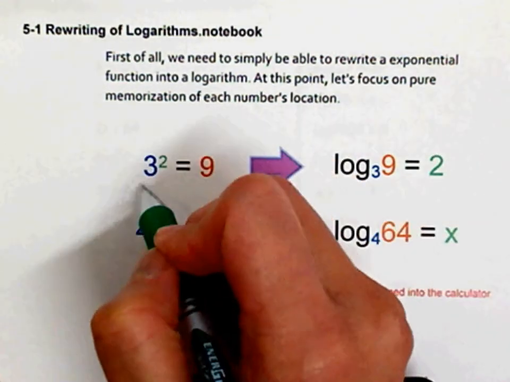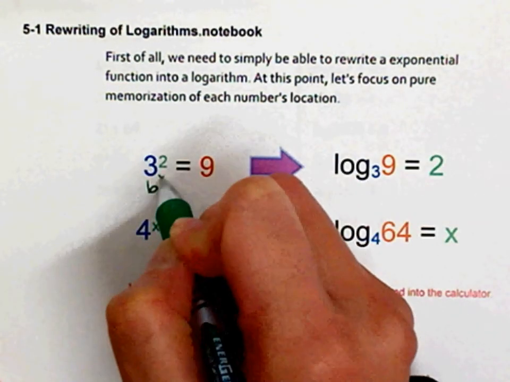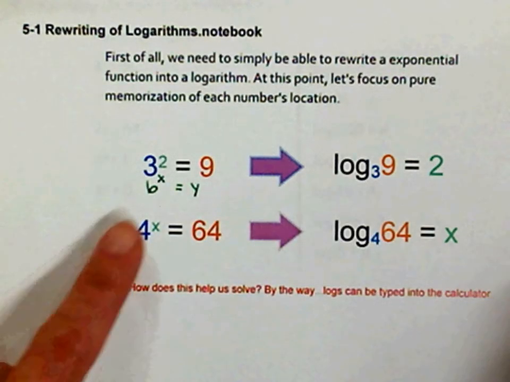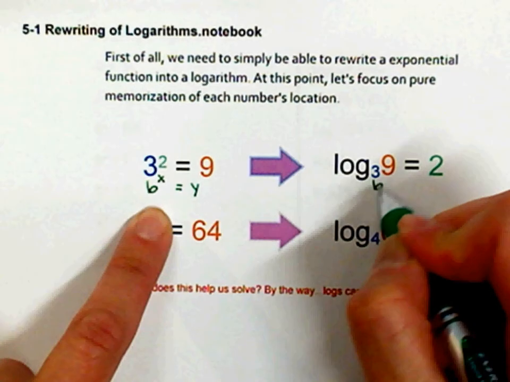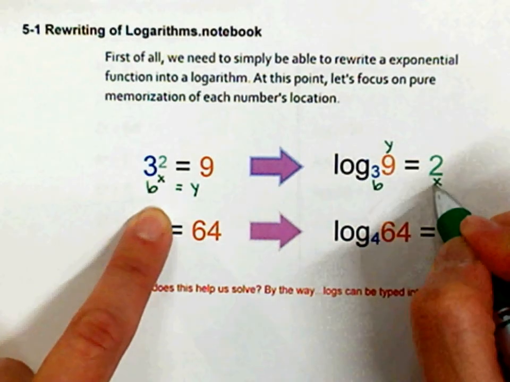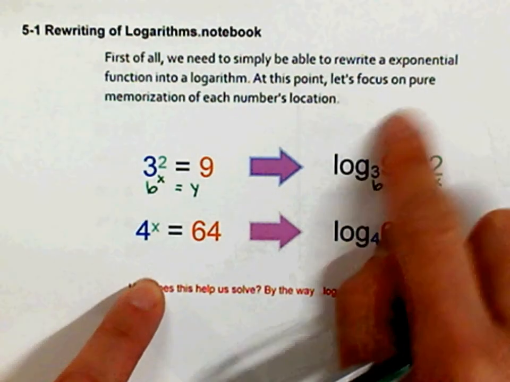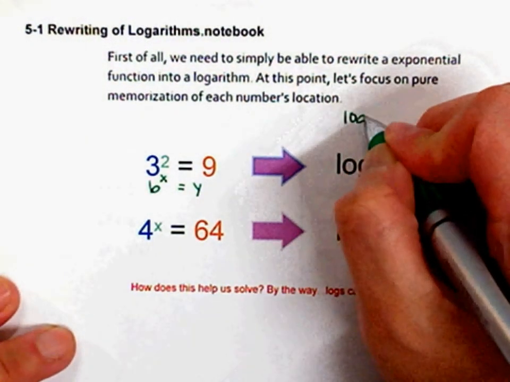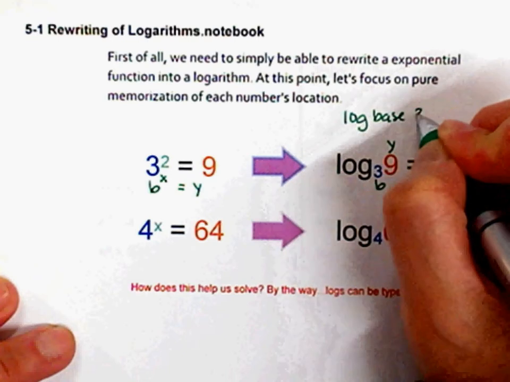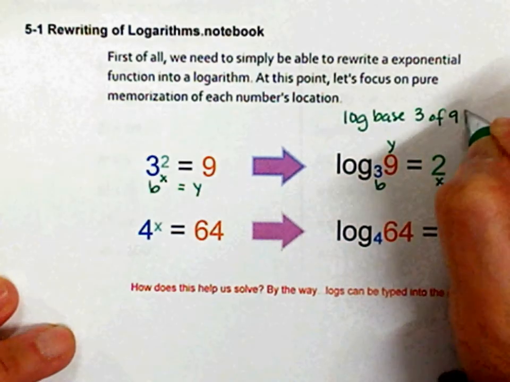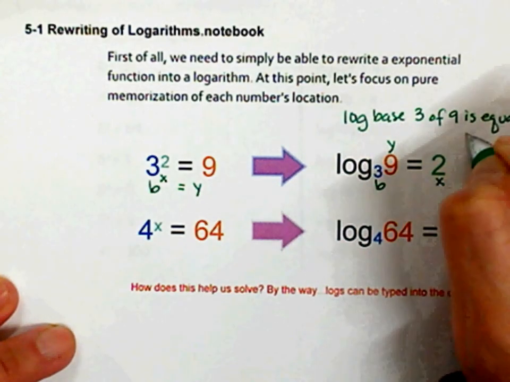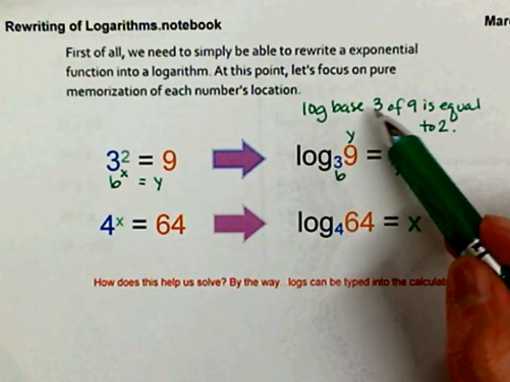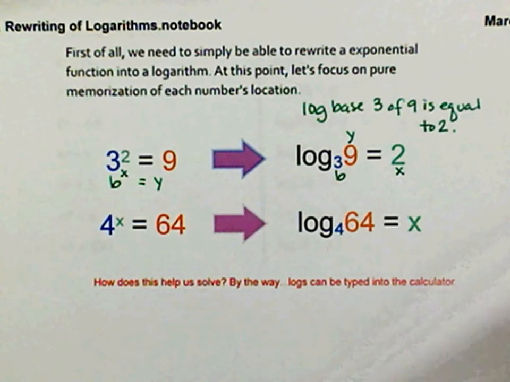Your base is a 3, 2 is your exponent, y is 9. 3 squared is 9. So how would you write that? There's your base, there's the y, there's the x. 3 squared equals 9. See it? And the way you would say this is log base 3 of 9 is equal to 2. And that's how you would say it. Log base 3 of 9 is equal to 2. Okay? All right.